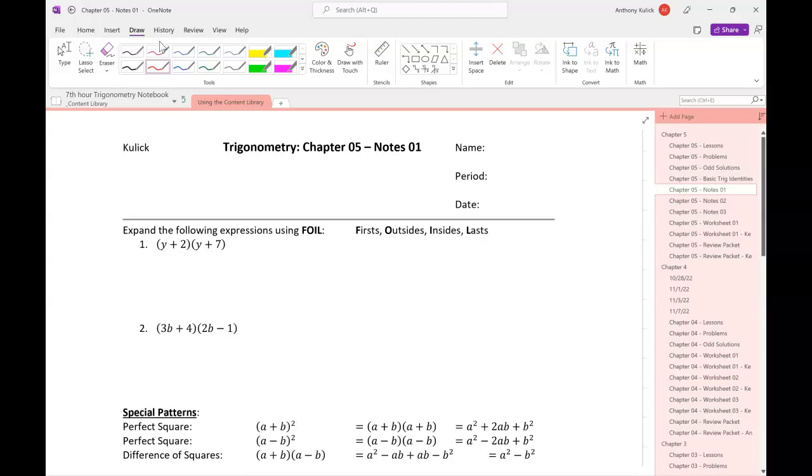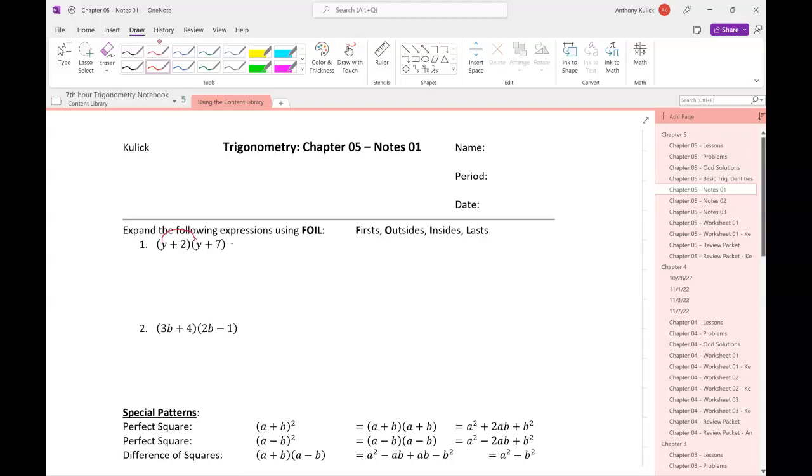Okay. First thing we're going to review is FOIL. What does FOIL stand for? First, inner, outer, last. Except you spelled it FIOL. First, outer, inner, last. There you go. So this is just a set of instructions that describes to you how you multiply two quantities together.